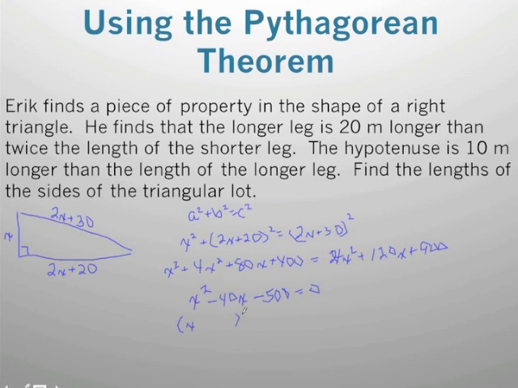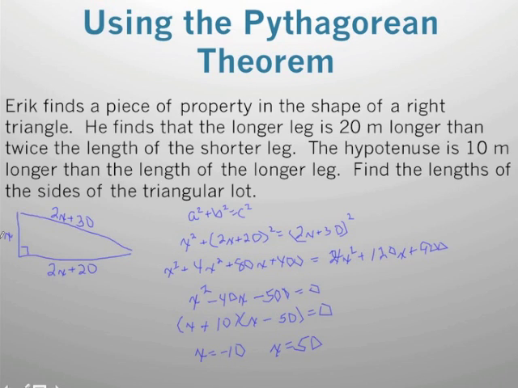I think this can be factored. x and x equals 0. Signs are different. How about 50 and 10? That would give me 500. Negative 50, positive 10 will give me negative 40. So x will equal negative 10 or x will equal 50.